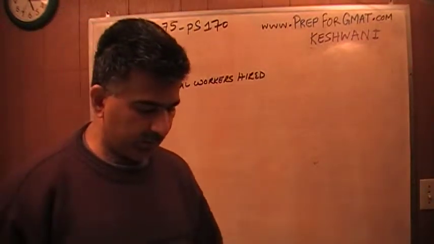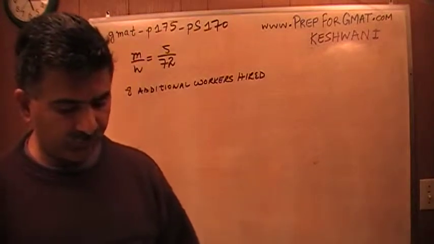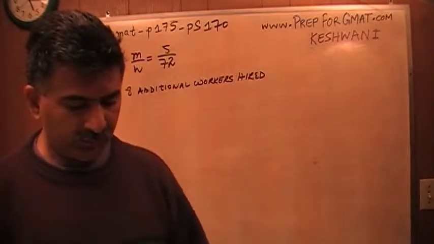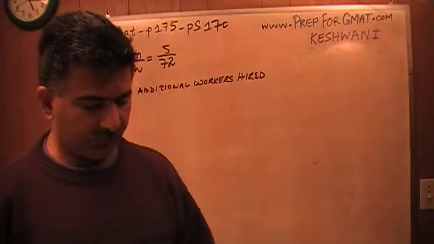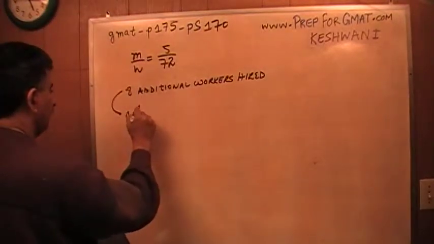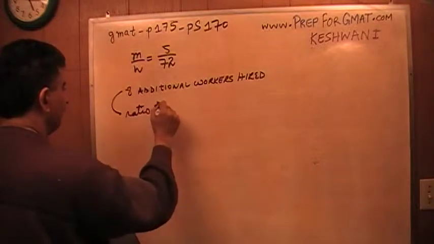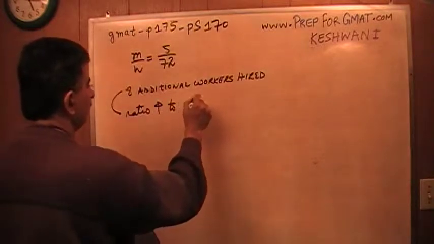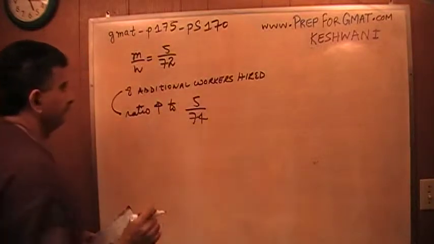And we are told that as a result, the ratio of number of managers to number of production line workers goes up to 5 to 74. As a result, the ratio goes up to 5 to 74.